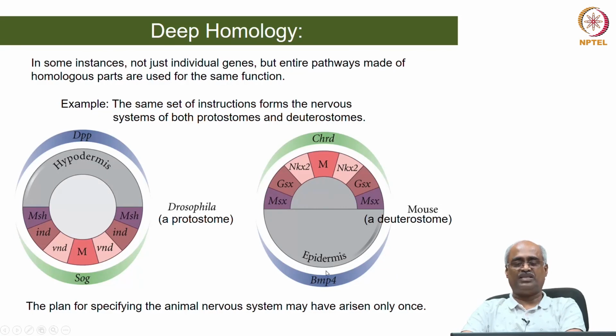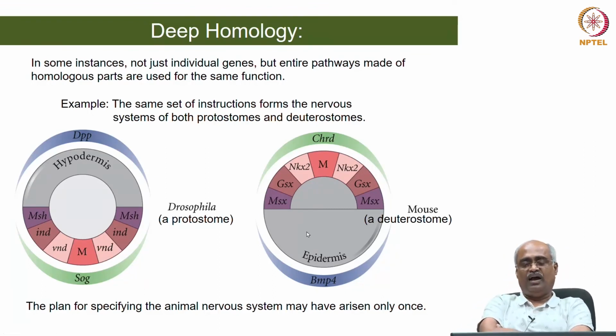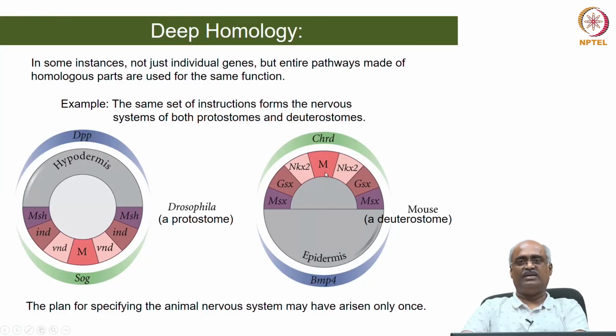So, this sort of thing, same genes doing the same thing, this chordin-BMP4 or SOG-DPP setting up the expression pattern of genes involved in central nervous system specification, is the same in both, and this is an example of deep homology. And this also tells you that the central nervous system did not evolve multiple times independently. Here what you are seeing is the same DPP-SOG, or its equivalent chordin-BMP4, doing the CNS specification in both these organisms.